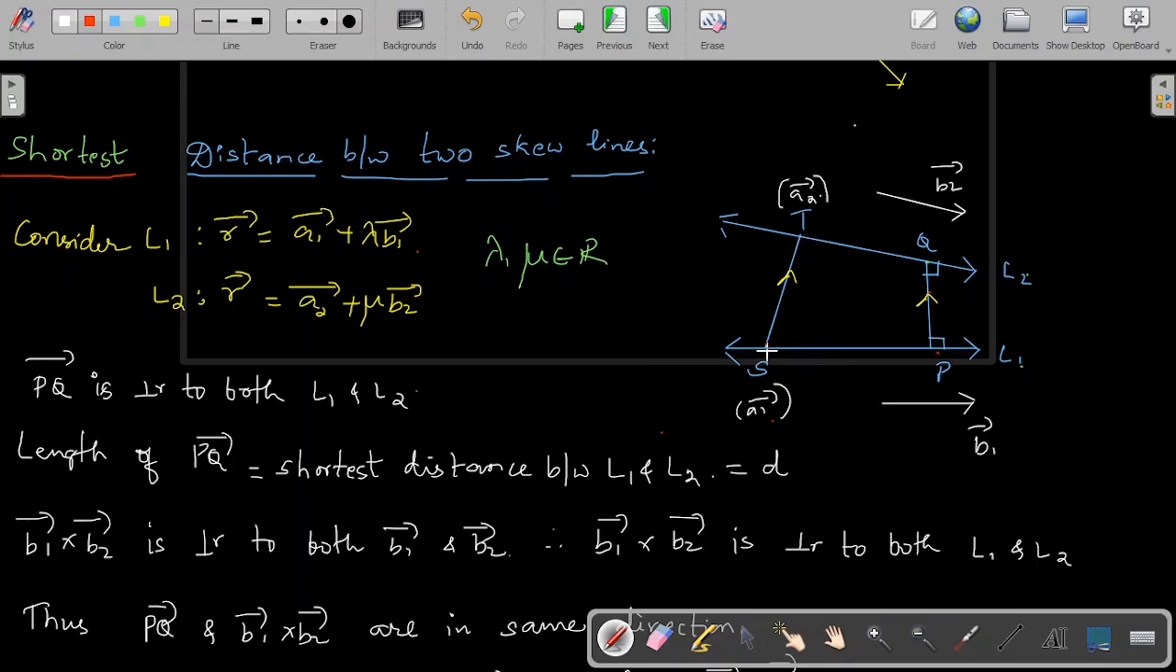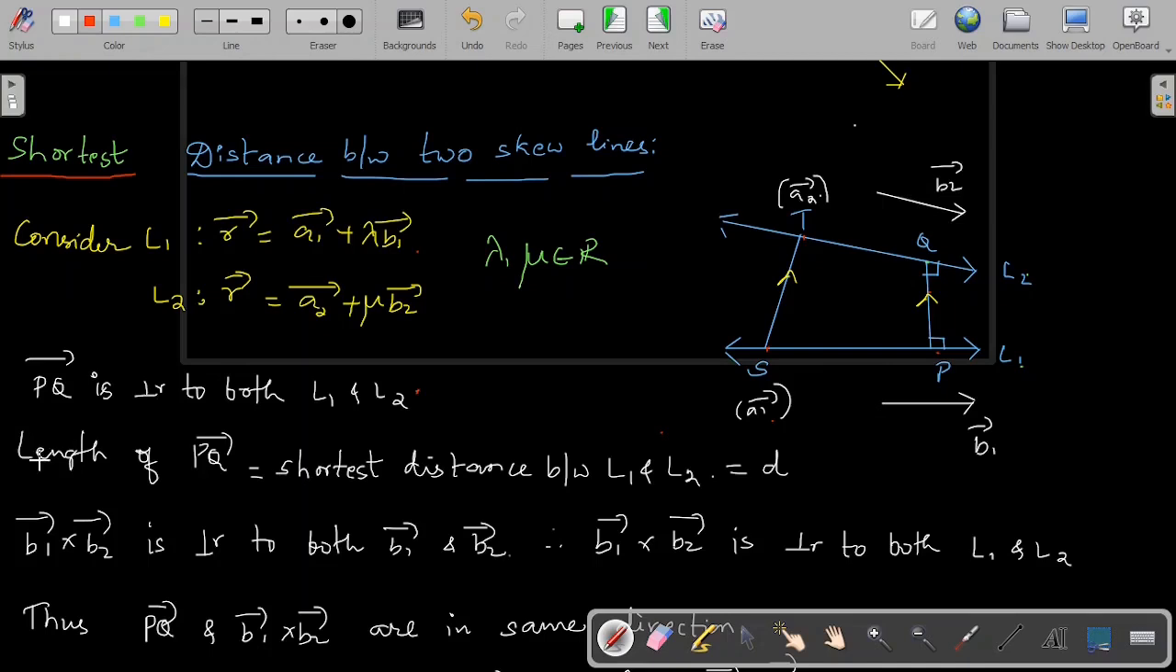Now you have taken 2 points on the line, S and T. So join those 2 points, you will get ST vector. Now your PQ vector is perpendicular to both L1 and L2 because PQ vector is the shortest distance vector, hence it is perpendicular to both L1 and L2. But your B1 vector and B2 vector are parallel to L1 and L2 respectively. They are in the same direction. Therefore, your PQ vector is perpendicular to both B1 vector as well as B2 vector.